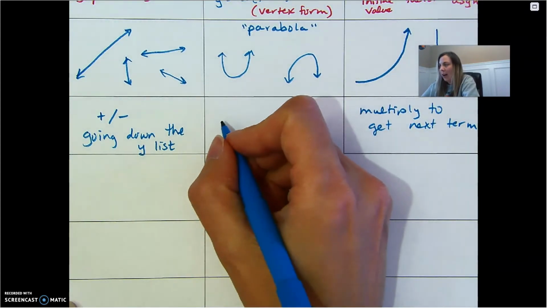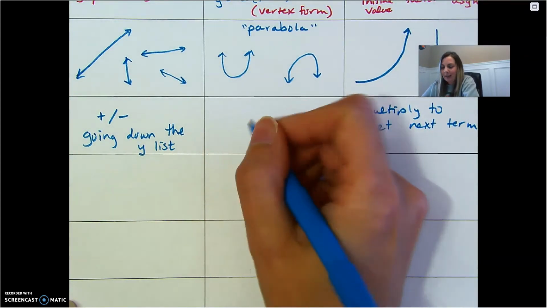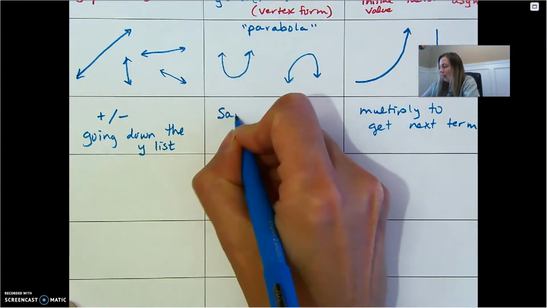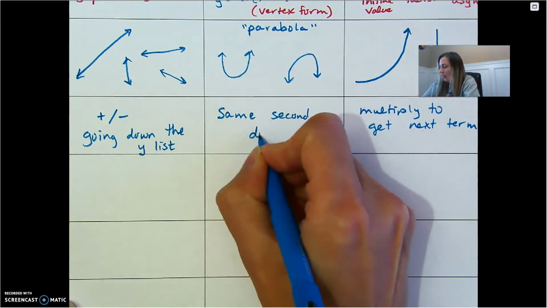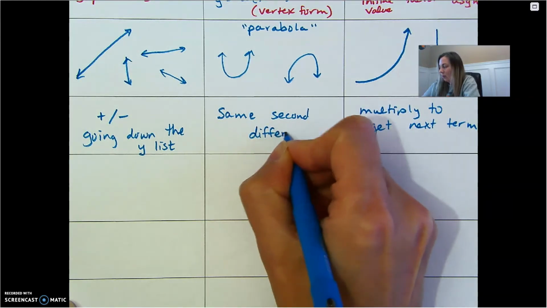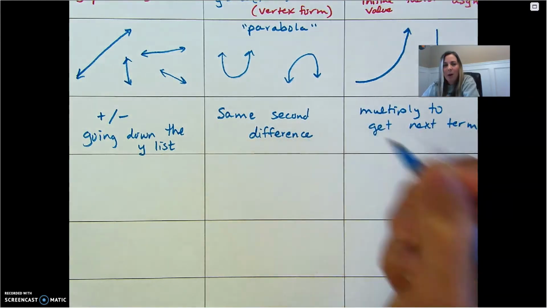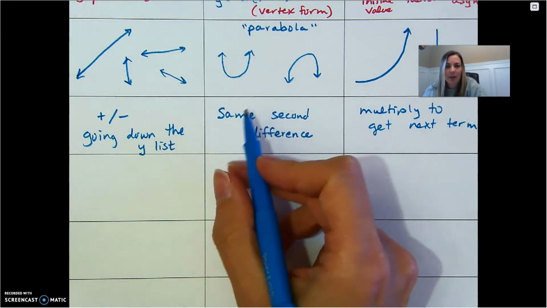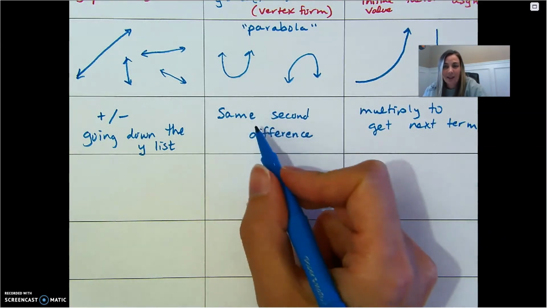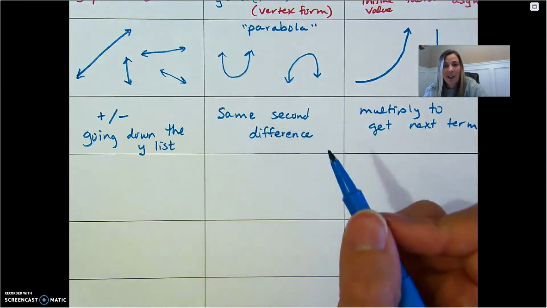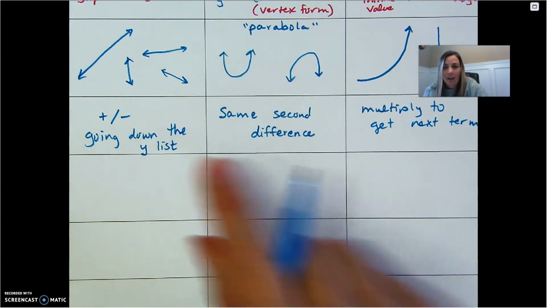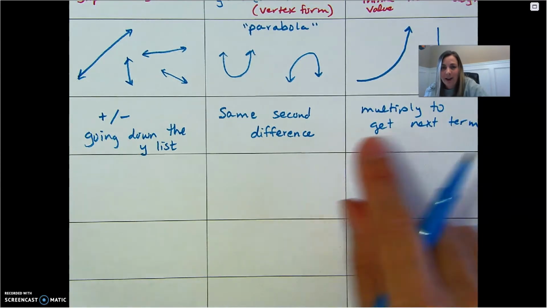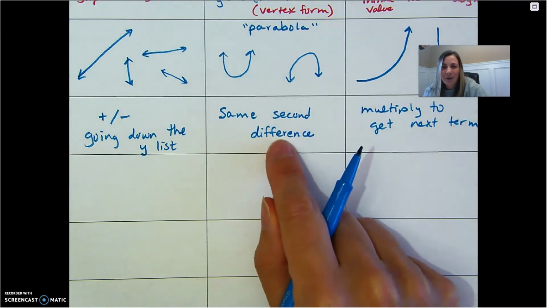All right, this one you have to look at a second difference, and we've never done that before. It's the same second difference. So we're just going to write it down for now, and then tomorrow when we start looking at these tables, you'll see what I mean by this. All right, so same second difference. But a good rule of thumb is if it's not adding and subtracting, if it's not multiplying, then it's most likely going to be this little guy.